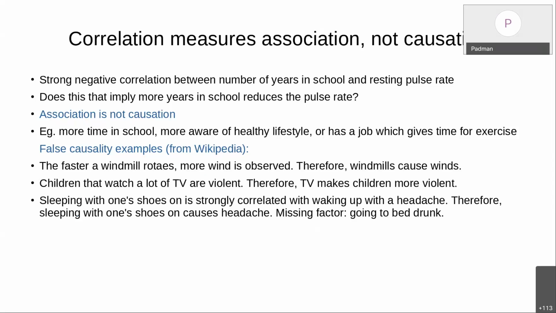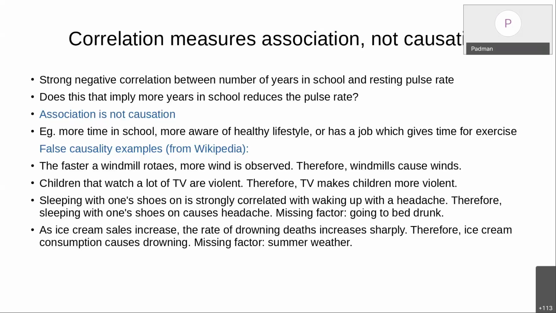That is again not causation, because actually there could be some other missing factor. For example, if you have a lot of drinks and go to bed with your shoes on, next day you'll get a hangover, and that hangover is going to cause you the headache. It is not because you wore the shoes and went to sleep.